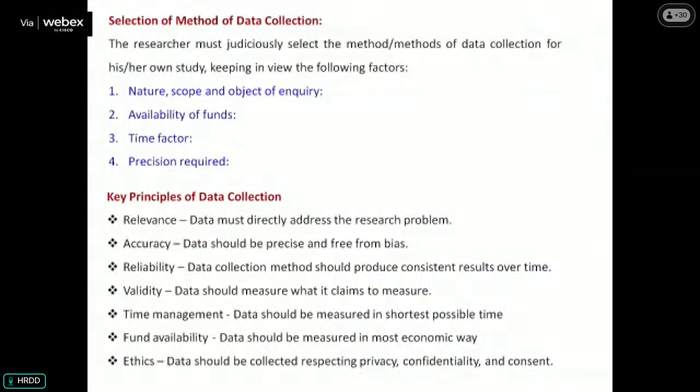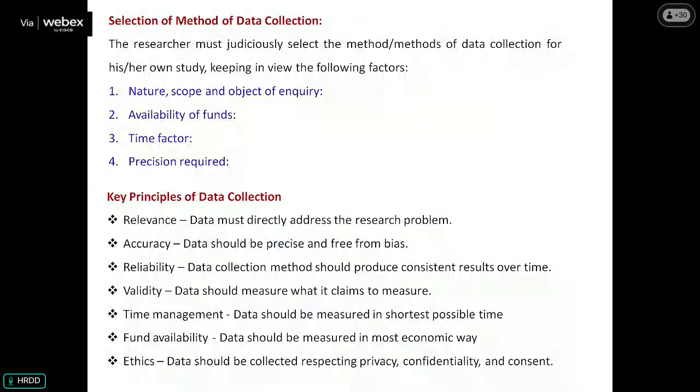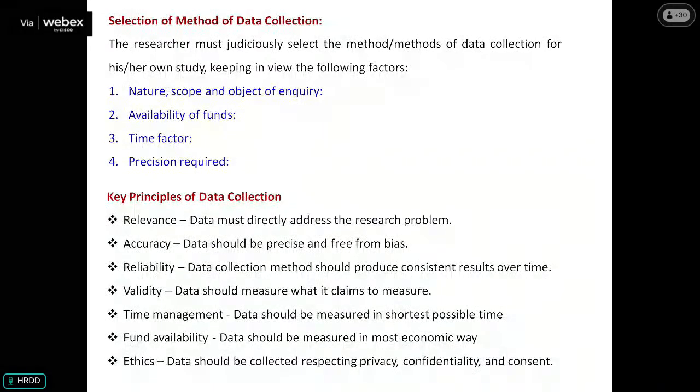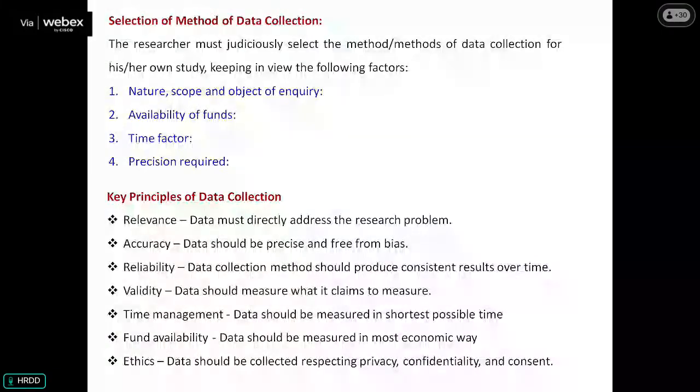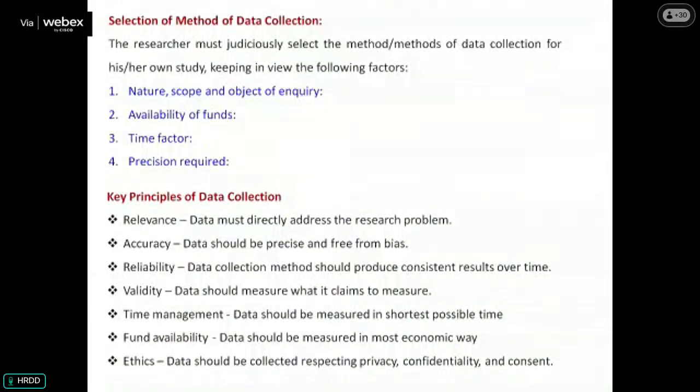Selection of method. Which method will you select? How will you select the method by which you do the data collection? It will depend on the nature, scope and object of your inquiry. Okay, so what is the problem, what is your hypothesis related to the object of your inquiry? The data collection method will depend on that. Again, write funds and time, if any question comes. Fund availability and time, you must write.